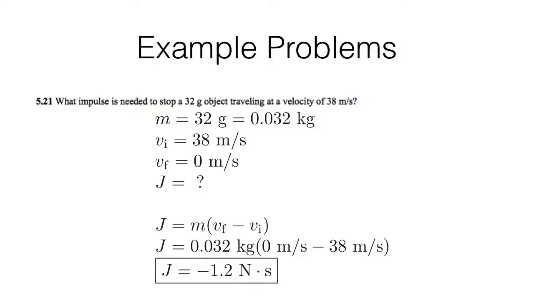The negative sign signifies that the force that was applied, or the impulse that was applied, was in the opposite direction of the motion. We assumed, implicitly, that the object was moving in the positive direction, so the impulse required to stop it would naturally be in the negative direction.